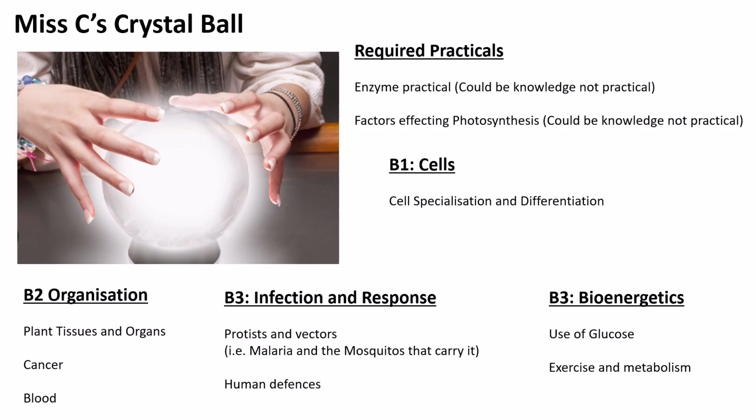For bioenergetics, we want to make sure we're focusing on what glucose is used for, and exercise and metabolism. Again, these are predictions. Obviously, this would not be the full paper, and it is absolutely essential that you revise everything. But I think these questions will be part of the paper you do next week.